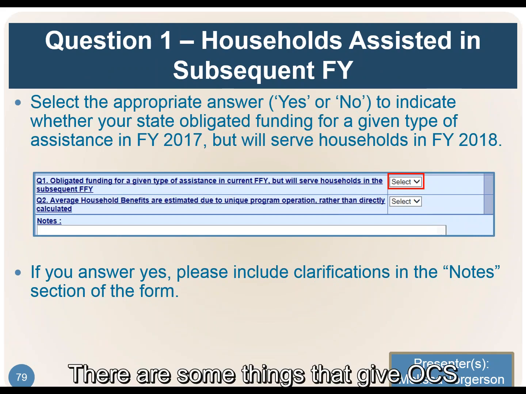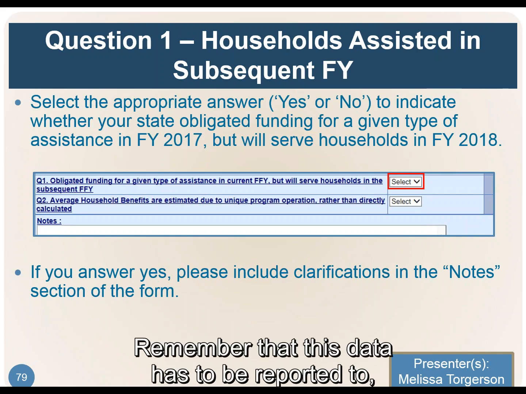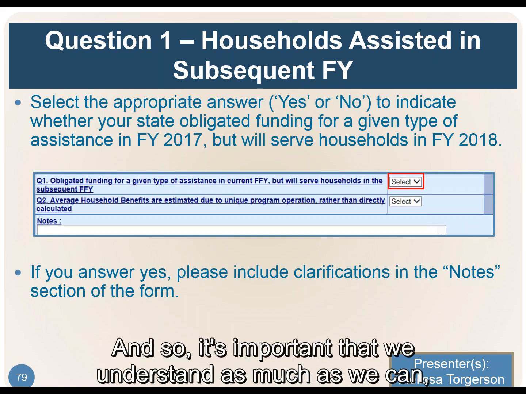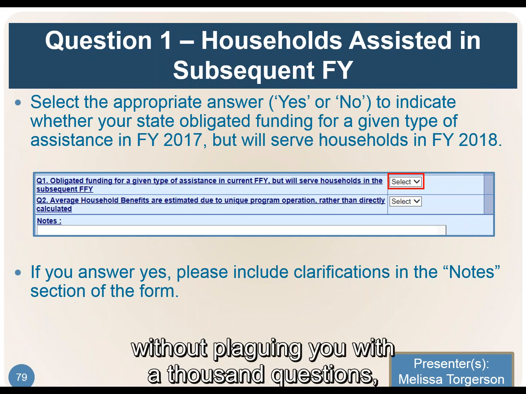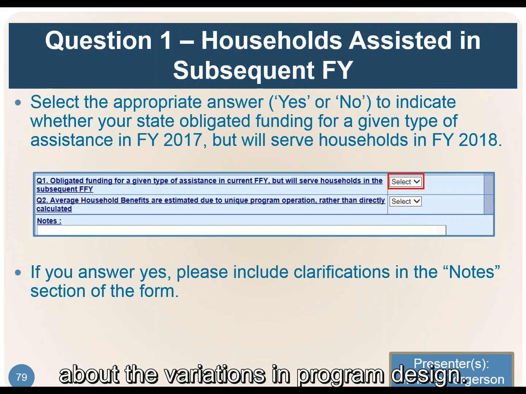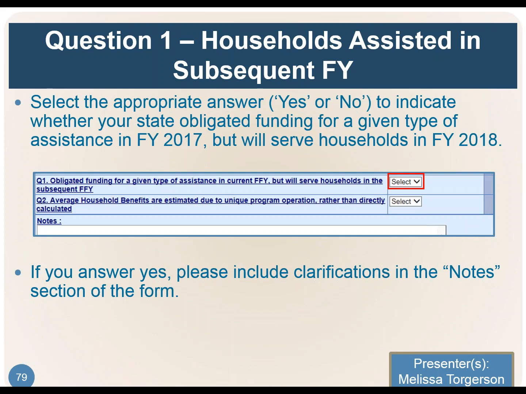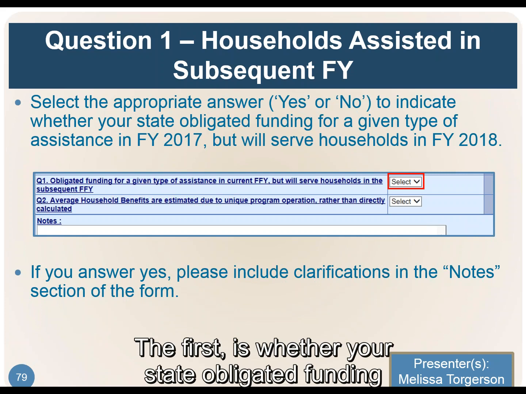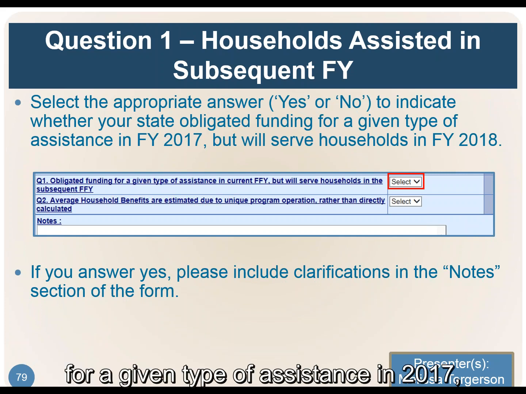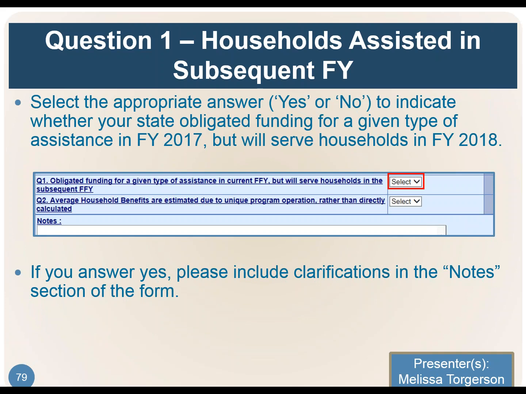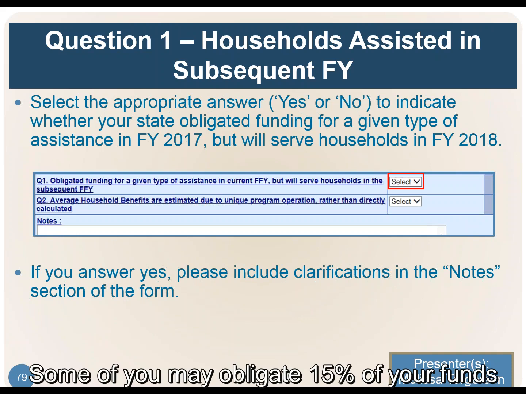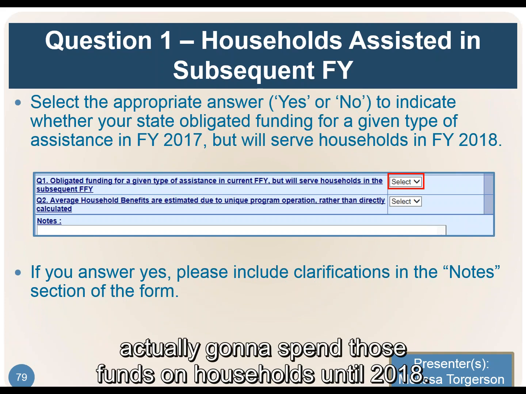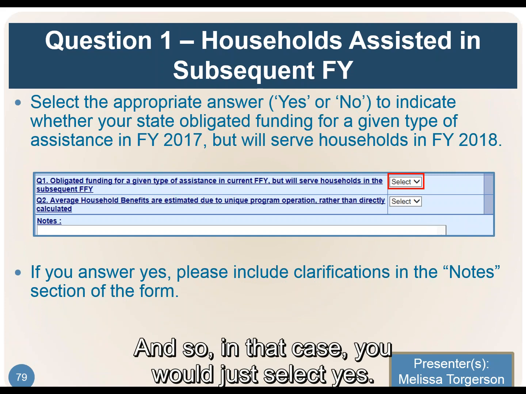There are some things that give OCS a little bit of clarification. Remember, this data has to be reported in the report to Congress, and so it's important that we understand as much as we can without plaguing you with 1,000 questions about the variations in program design. So there are two supplemental questions here. The first is whether your state obligated funding for a given type of assistance in 2017, but won't serve households until 2018. We gave this example before. Some of you may obligate 15% of your funds to weatherization, but you're not actually going to spend those funds on households until 2018. And so in that case, you would just select yes.